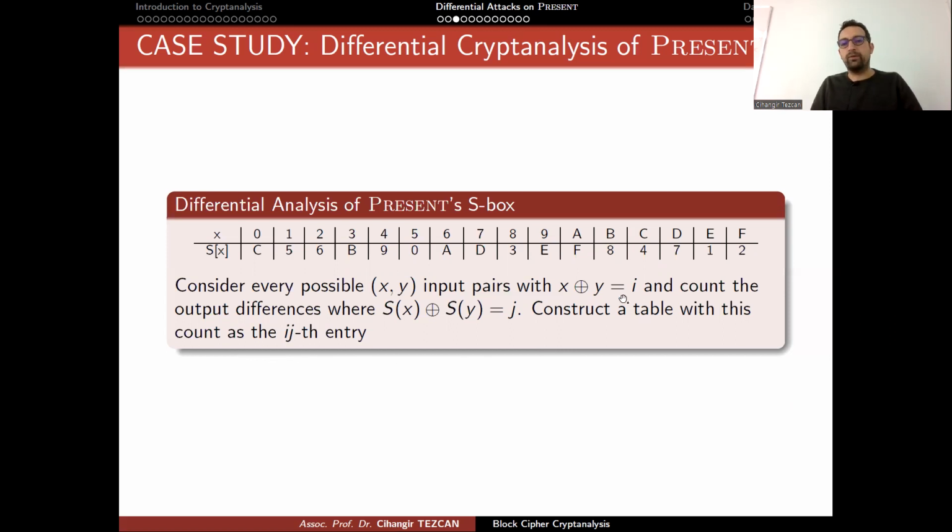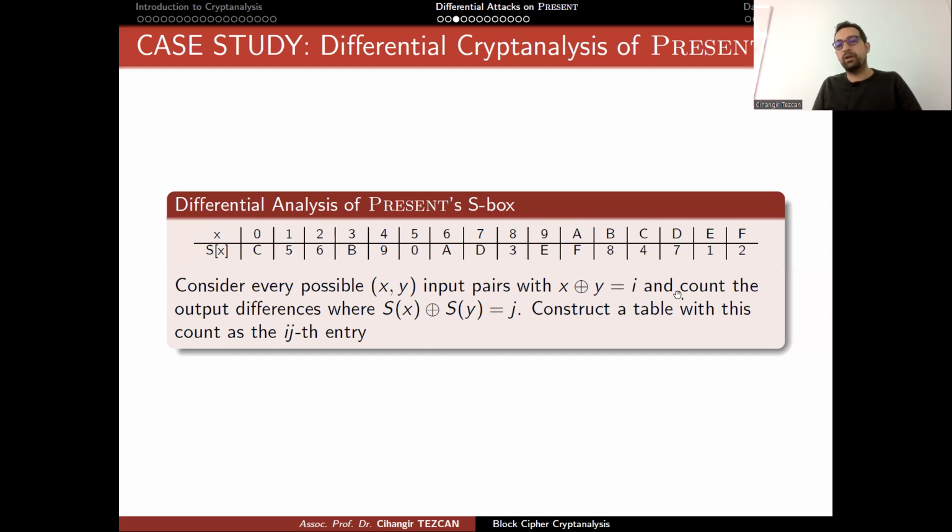For instance, if you fix I equal to 1, this means every X, Y pair where their XOR is 1. This includes 0 and 1, 2 and 3, 4 and 5, 6 and 7, and so on. If you choose I equal to 2, this means 0 and 2, 1 and 3, 2 and 0, sorry, because you XOR 2 with 2, and so on. So the choice of input difference determines your input pairs. You put those pairs into the S-box.